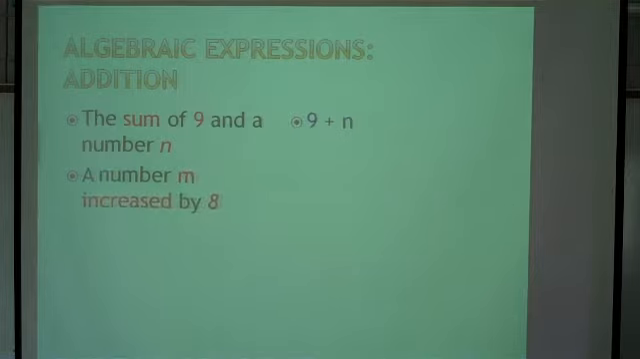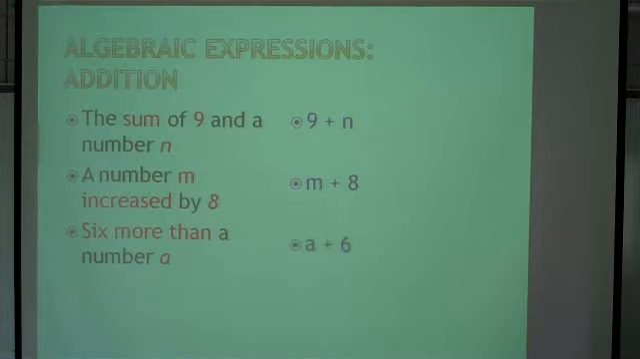A number m increased by 8. Increased by is some more addition terms, so we're adding m and 8, and it would look like this: m plus 8. 6 more than a number a. More than is another addition word, so we're going to put 6 more than a number a, or a plus 6. Since 6 is more than a, the a should come first.